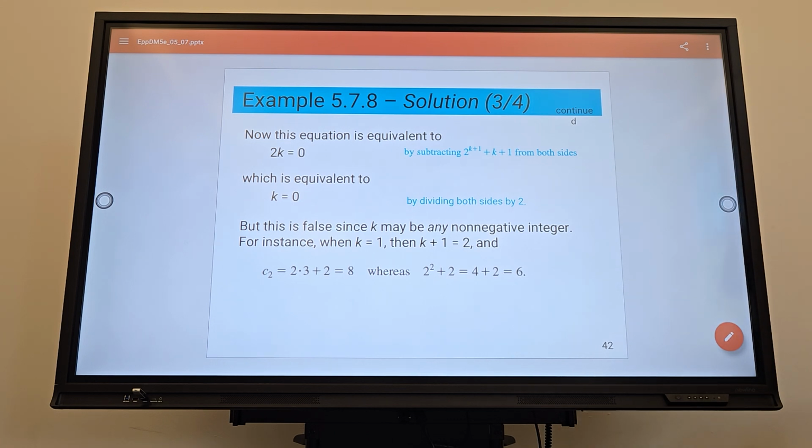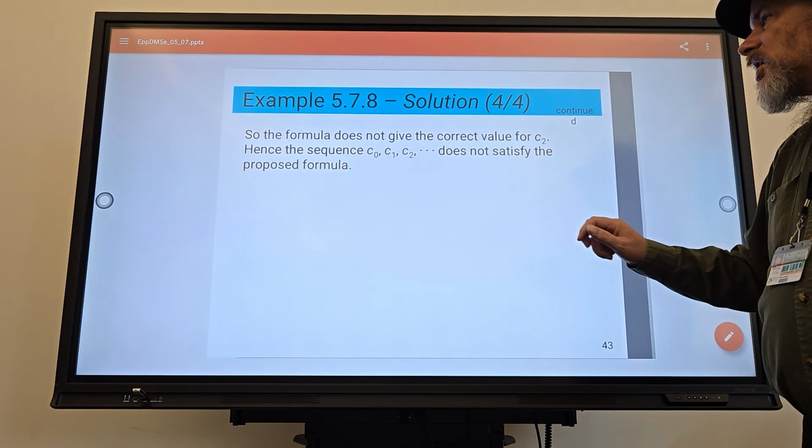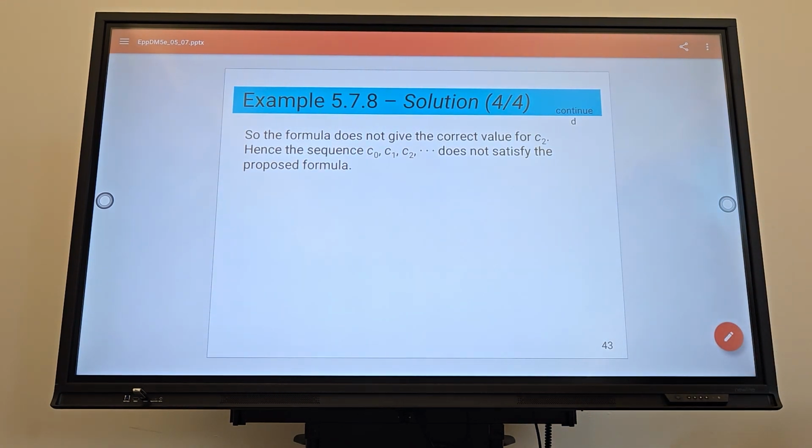Of course, you could have also substituted in different values for k and shown by counterexample that the equation was in fact false. So the formula does not give the correct value for C2, hence the sequence does not satisfy the proposed formula. I believe that is it.